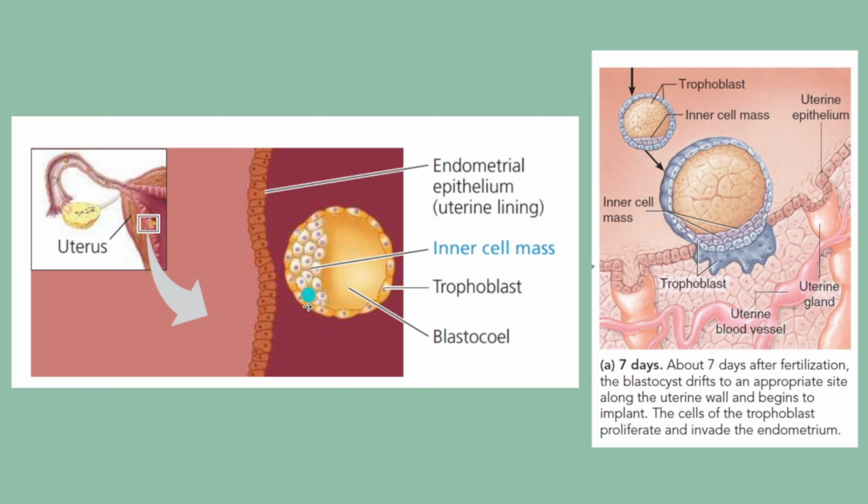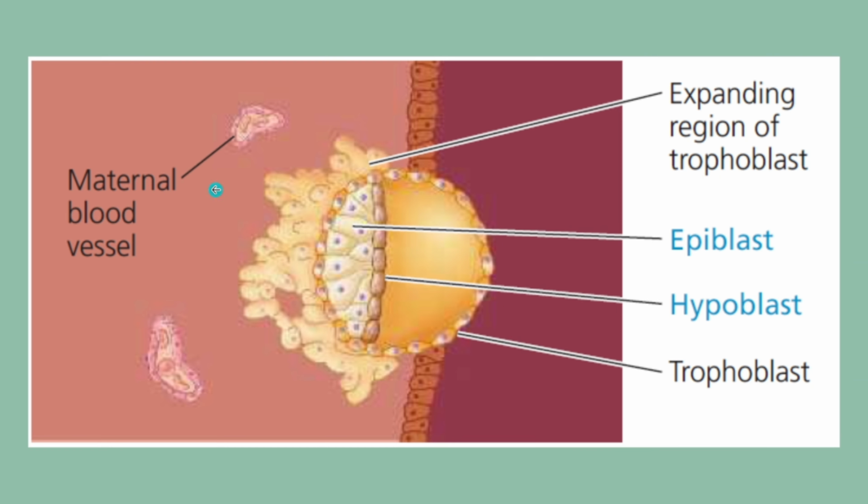Before the implantation happens, this product we call a blastocyst. After that, the trophoblast invades the endometrial wall, causing implantation. The trophoblast forms finger-like projections to capture the capillaries of the endometrial wall. After that, the inner cell mass is not called inner cell mass anymore. It becomes the flat disc shape with the inner layer called epiblast and the outer layer called hypoblast.